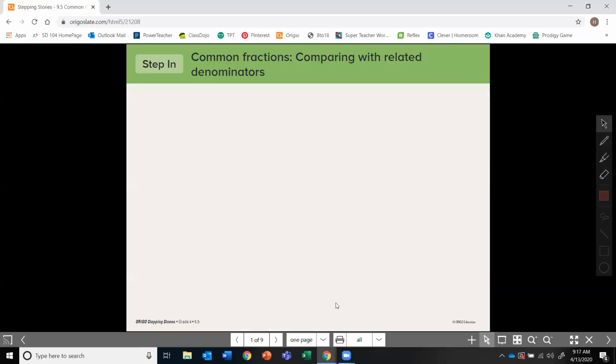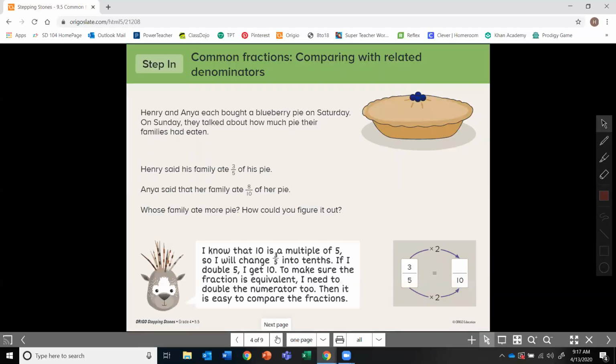Moving on, this is where you're going to need a piece of paper. This is the beginning of our math book page. So I need you to go ahead and grab a piece of paper and a pencil and follow along with me as we work on the step in problem.